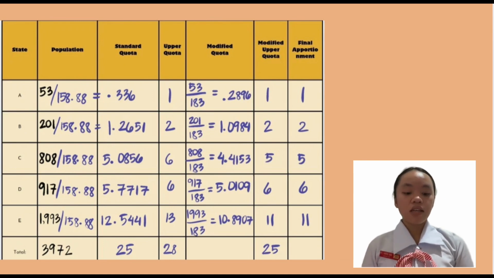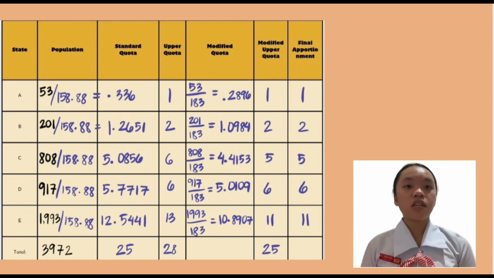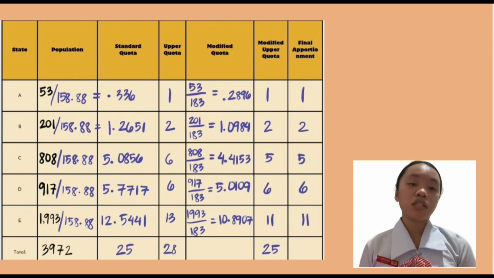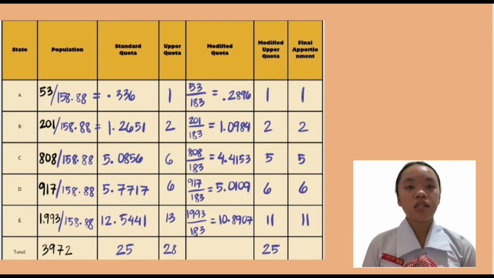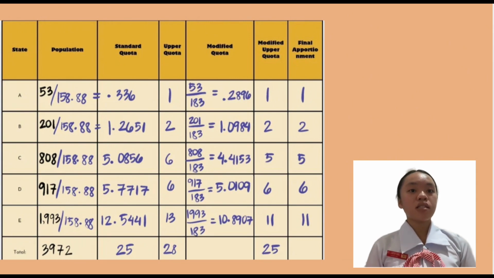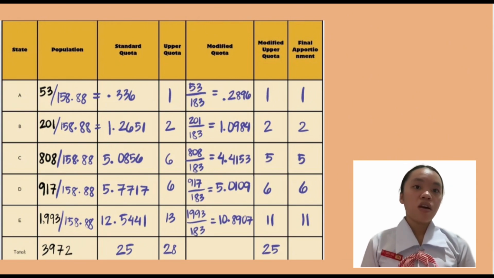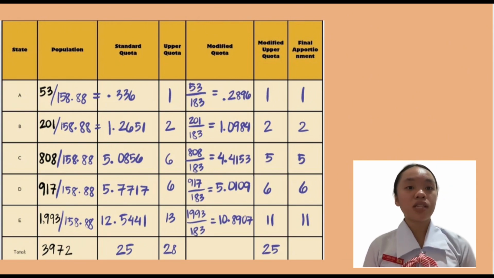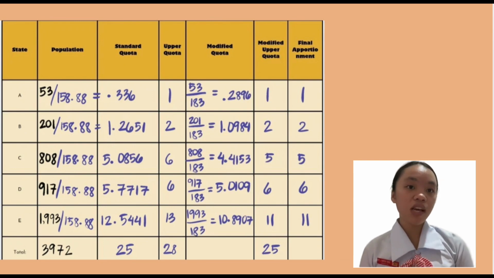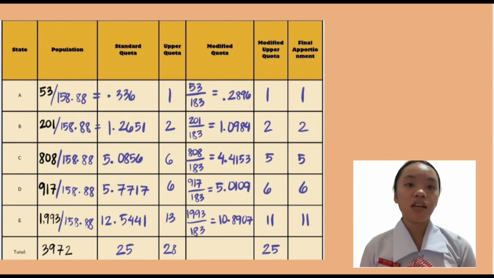So dividing 53 by 183 is equal to 0.2896. 201 divided by 183 is equal to 1.0984. 808 divided by 183 is equal to 4.4153. 917 divided by 183 is equal to 5.0109. And 1993 divided by 183 is equal to 10.8907.